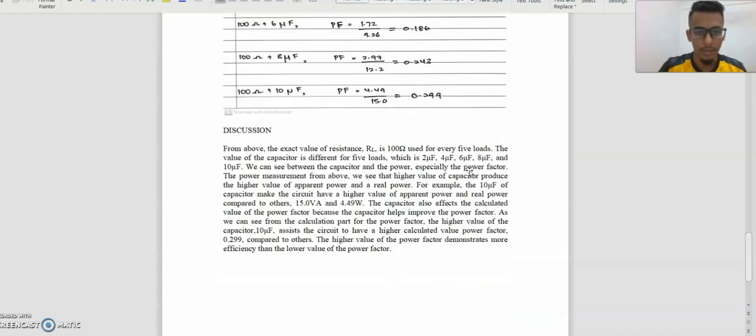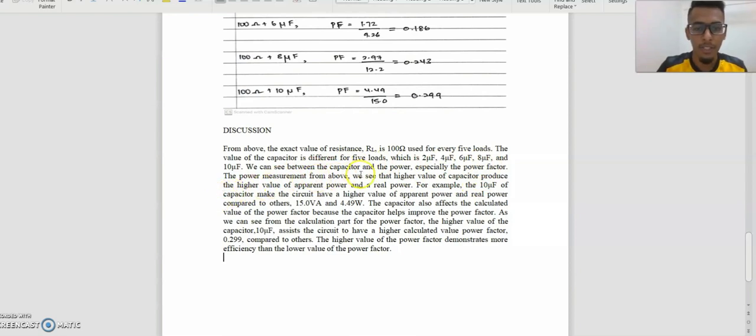Then the discussion for this exercise 3 is we get the exact value of resistance RL is 100 ohm, used for every 5 floats. The value of the capacitor is different for the 5 floats, which is 2 micro F, 4 micro F, 6 micro F, 8 micro F and 10 micro F. We can see the relation between the capacitor and the power, especially the power factor.